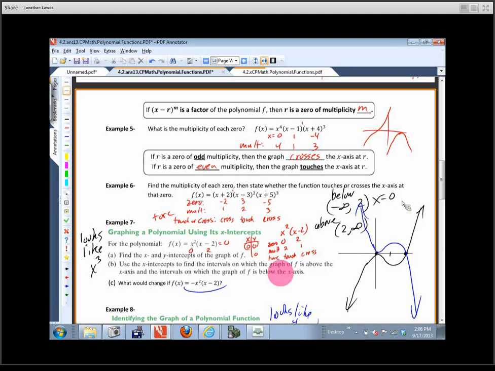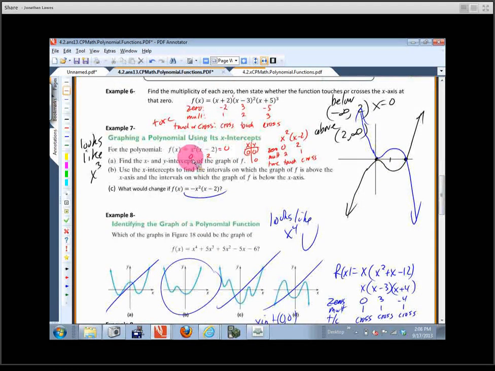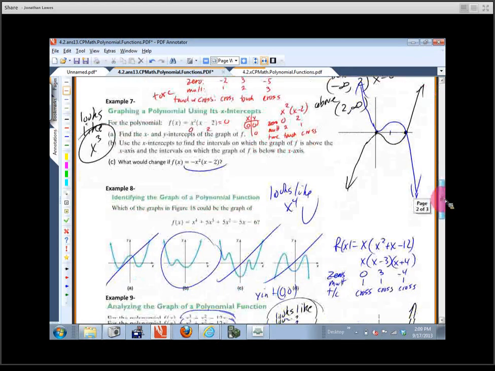Okay. So here was example 7. The x-intercept is 0. Its multiplicity is 2, so it touches. The x-intercept is 2. Its multiplicity is 1, so it crosses. And if you multiply those together, it looks like x cubed. So that's why it started down here and ended up here. Touch when you get to 0, cross when you get to 2, and there we go. And in fact, that one has 2 turning points. Okay, are there any questions?